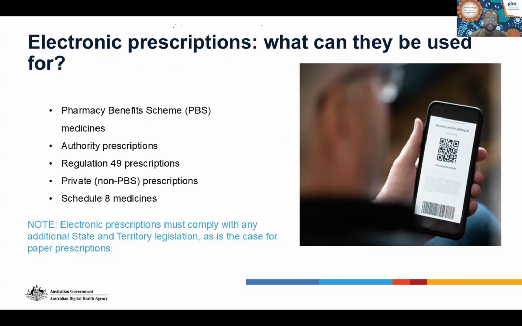So electronic prescriptions, and what can they be used for? They can be used for Pharmaceutical Benefits Scheme medication, those that are under the PBS, authority prescriptions, regulation 49 prescriptions, private non-PBS prescriptions, and Schedule 8 prescriptions as well. And additionally, as mentioned, they must comply with any state and territory legislation, as is the case for paper prescriptions. I'll now hand over to Grace.